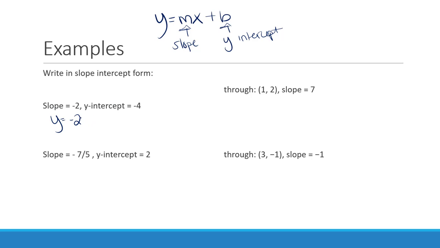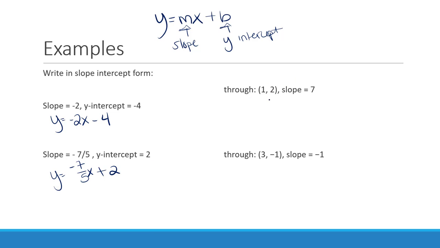So, y equals negative 2x. In this case, plus b would be minus 4. So again, here's my slope in front of x, and here's my y-intercept. Same thing, y equals negative 7/5 x. My y-intercept is 2, so this would be plus 2.